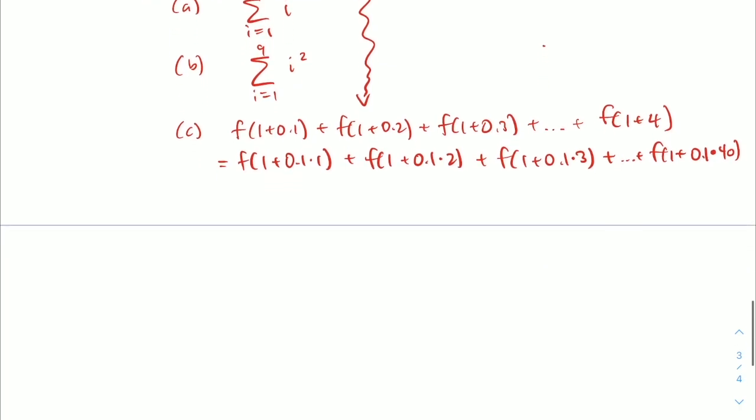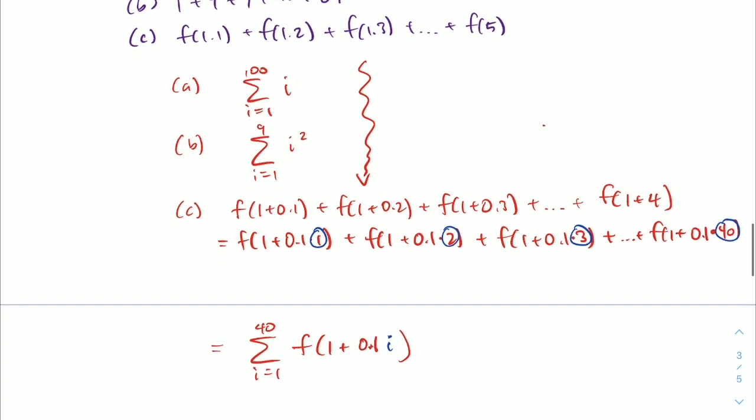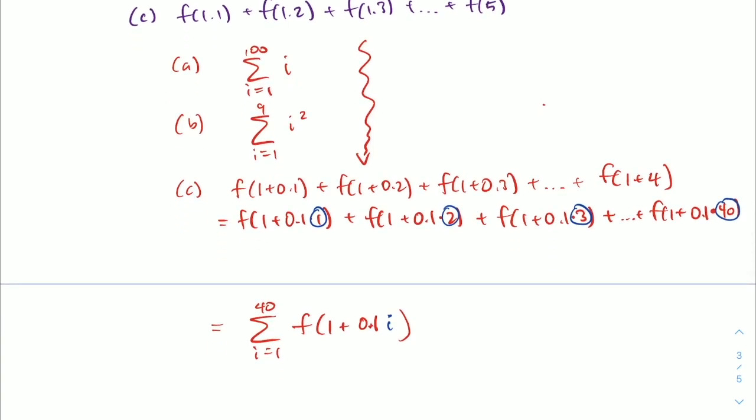All right, so now I can see how sigma notation is going to come in here. We have an index which is going 1, 2, 3 up to 40. So we're going to write this as i goes from 1 to 40, and then we just figure out what the formula is for all these terms. It's going to be f of 1 plus 0.1 times that i. All right, so sigma notation is a nice way of writing a sum and also capturing the pattern of consecutive terms.